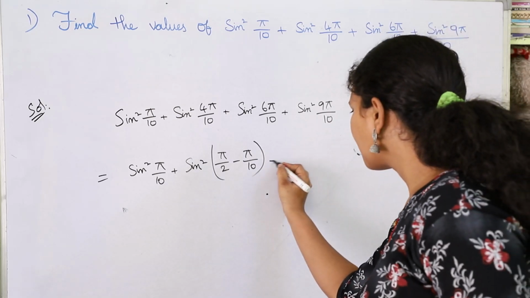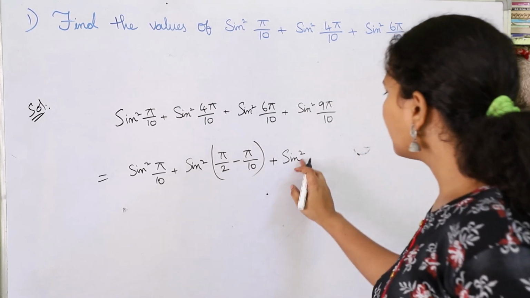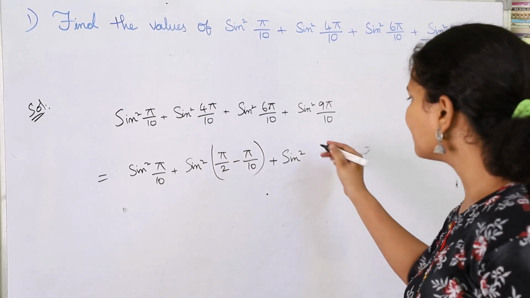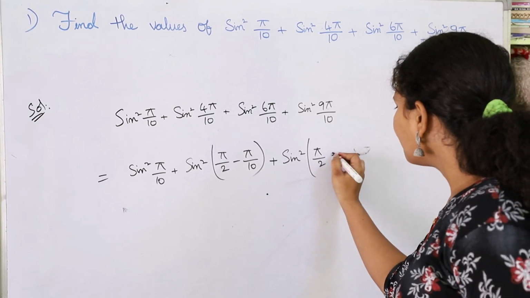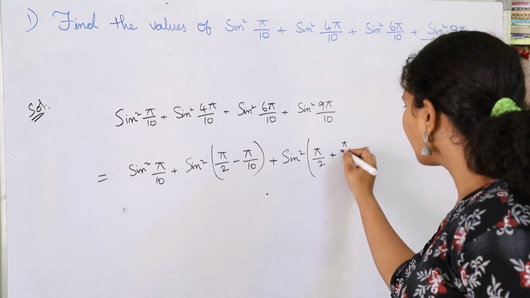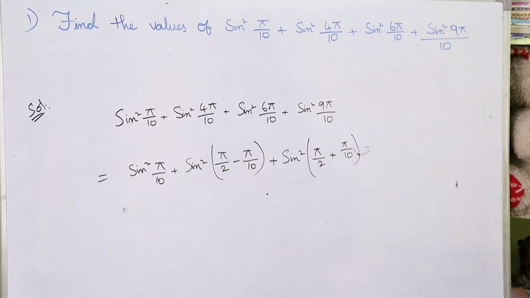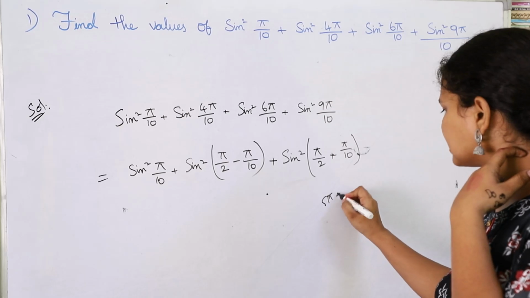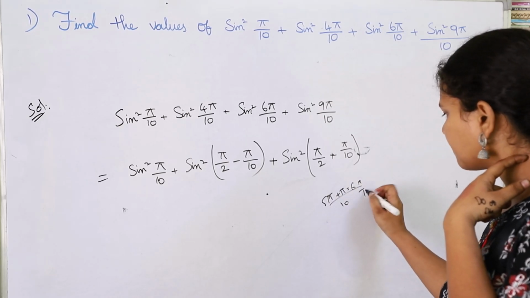Plus sine square 6 pi by 10. The 6 pi by 10 can be written as pi by 2 plus pi by 10. Just take LCM as 10: LCM into numerator by denominator, this becomes 5 pi, and 5 pi plus pi gives 6 pi, so 6 pi by 10.